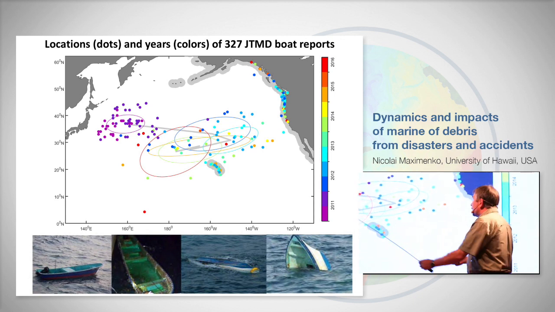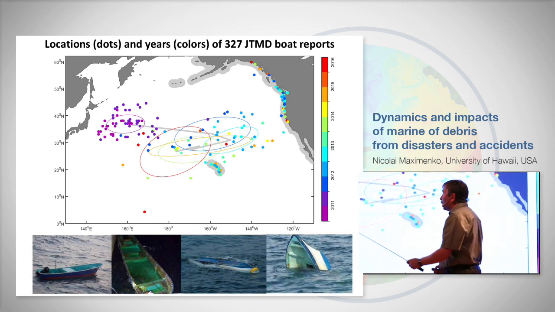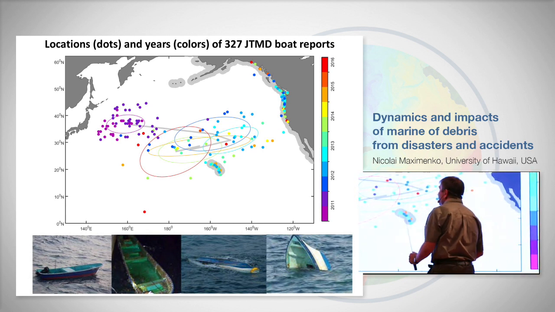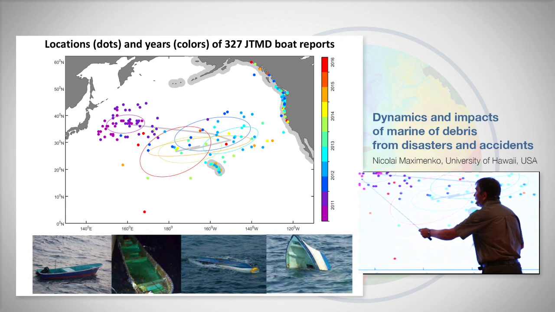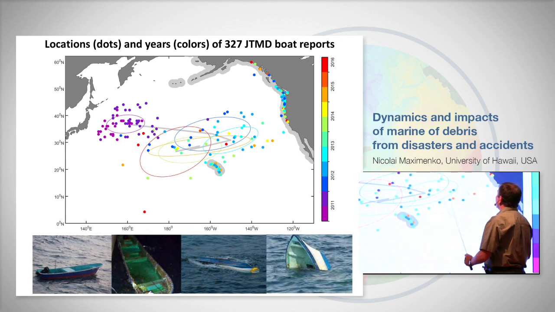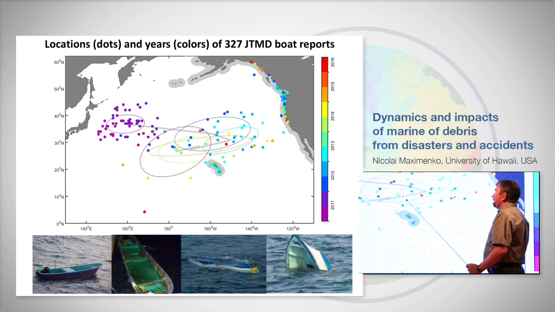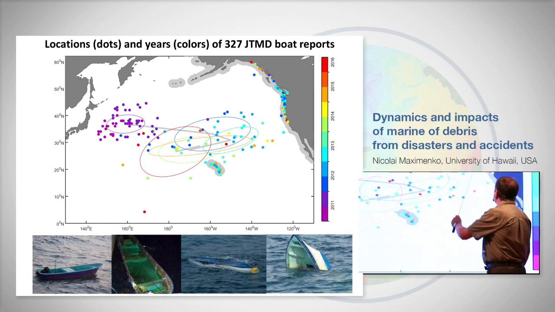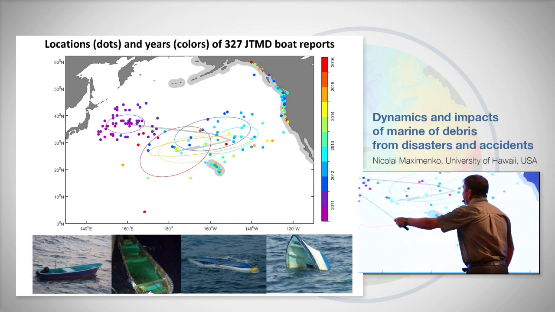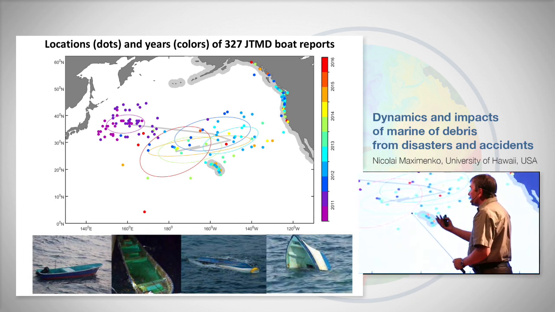So this map shows location and times of 327 reports on the boats. Colors here show time, these years. And you can see how purple becomes blue and then green and then yellow and sometimes red as observations shift towards the east. And then there are many observations on the US-Canada West Coast and in Hawaii. So this is just the estimated propagation of the center of mass of observations in different years.